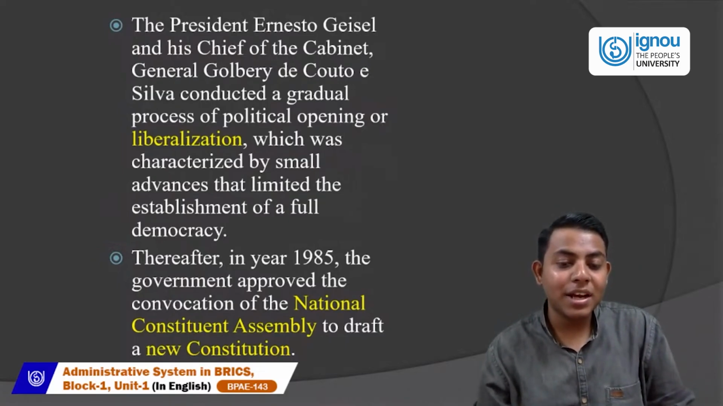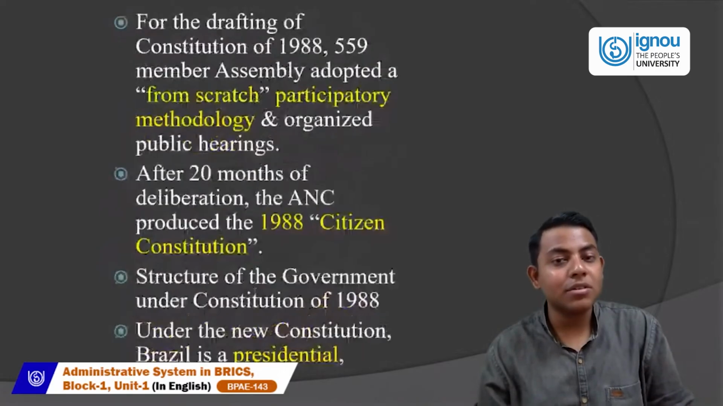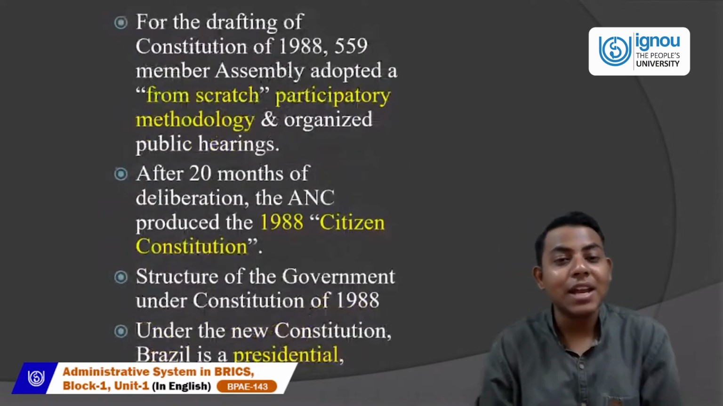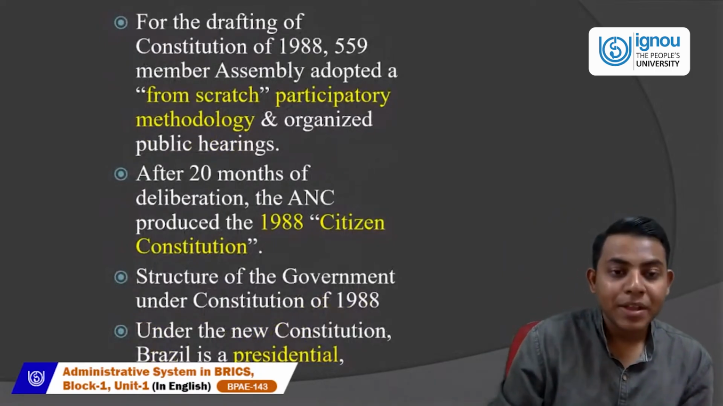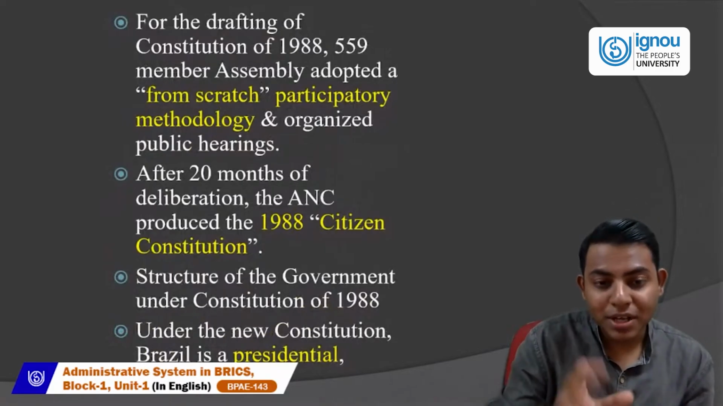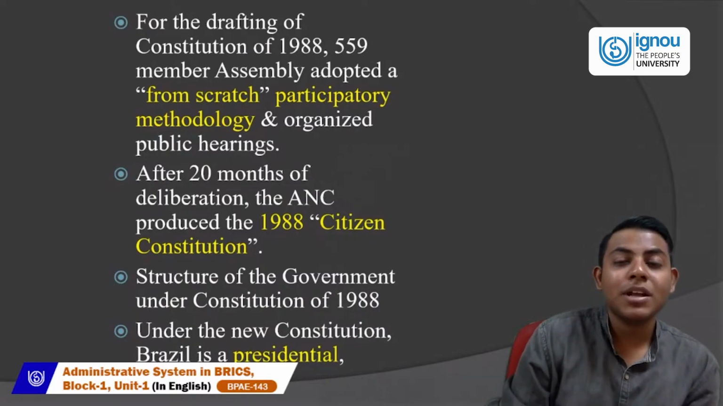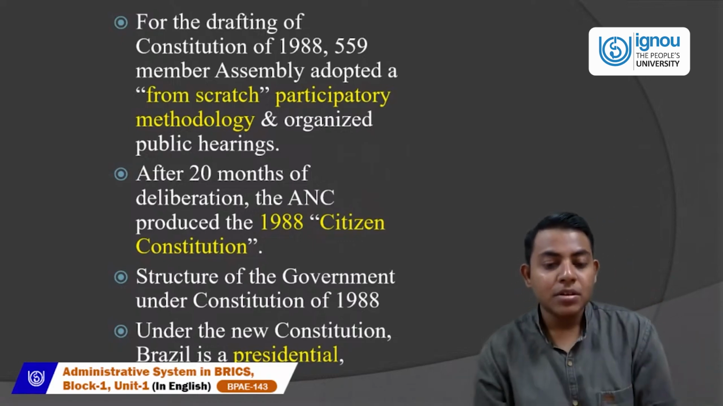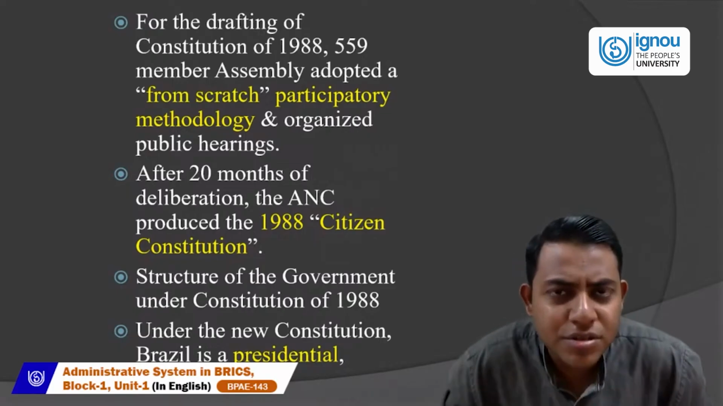Thereafter, in the year 1985, the government approved the convocation of the National Constituent Assembly to draft a new constitution. For the drafting of the constitution of 1988, the 559-member assembly adopted a from-scratch participatory methodology, and they also organized public hearings. After 20 months of deliberation, the National Assembly of Brazil produced the 1988 constitution, which came to be known as the Citizen Constitution. Now let us discuss the structure of the government under this 1988 Citizen Constitution.